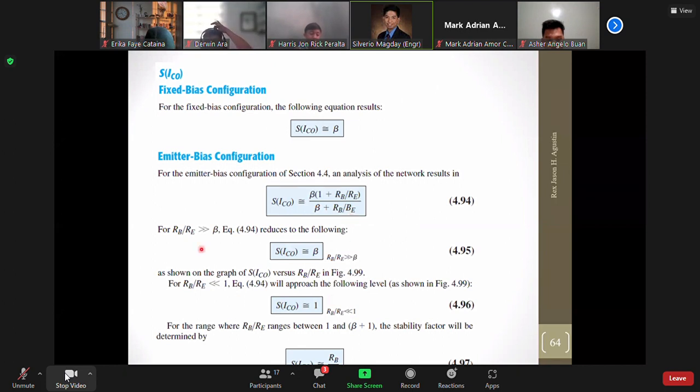When the ratio of RB and RE is much greater than beta, the configuration reduces so that the stability factor is just equal to beta. When it is much less than 1, it is simply 1. For the range in between 1 and beta plus 1, it is the ratio of RB over RE. The BE here is supposed to be RE.